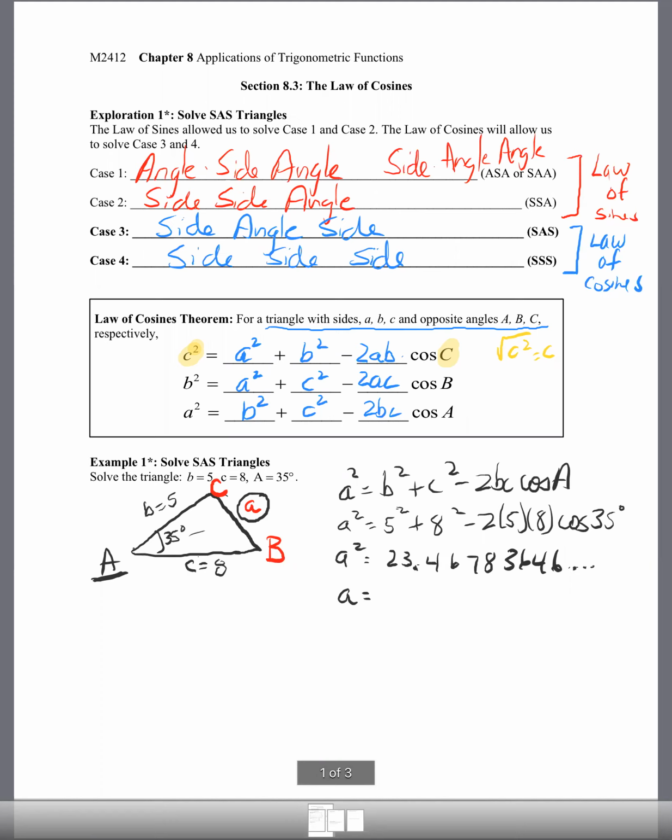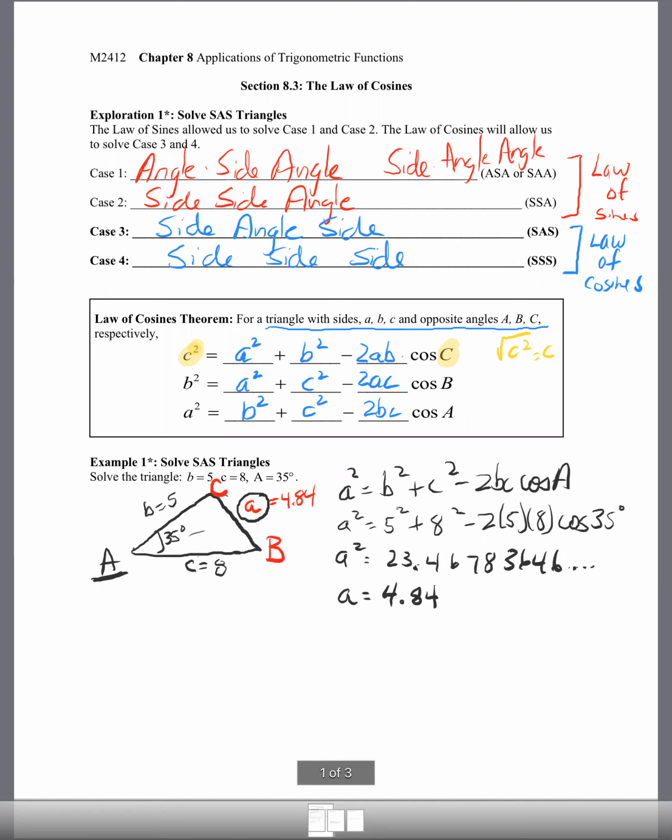4.844. We're going to go ahead and stick with what we established in law of sines, where sides are going to be 2 decimal places. So this will be 4.84. I'm going to go ahead and add that to my picture here and change the color so I'll know that's something I calculated. 4.84. And now we've got all 3 sides.